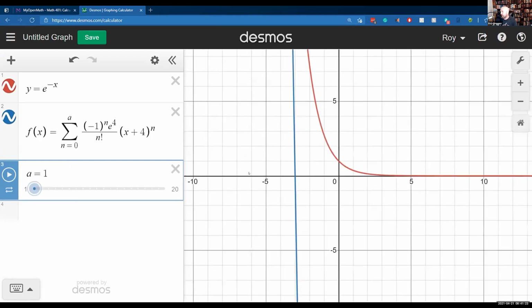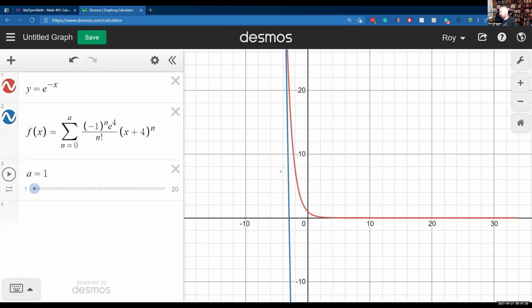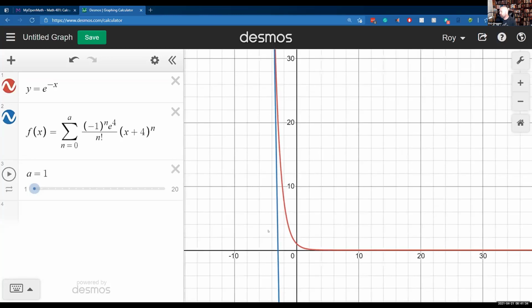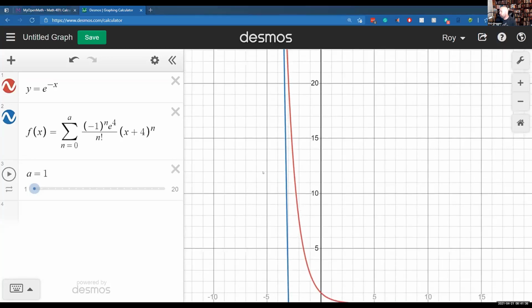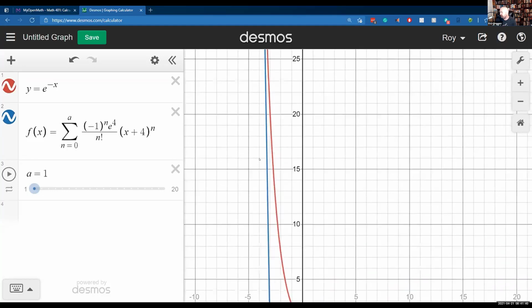All right. It's going to be hard to see. I'll have to zoom out a little bit. Okay. We're centering at negative 4. What does that mean, centering at negative 4? It means that what we want precise accuracy for is at x equals negative 4.